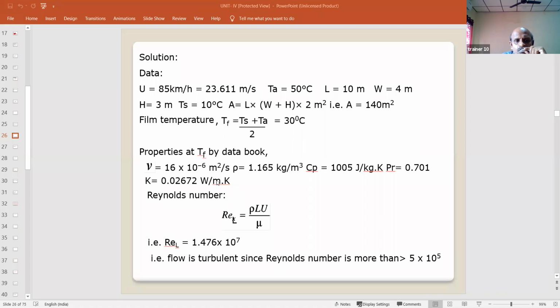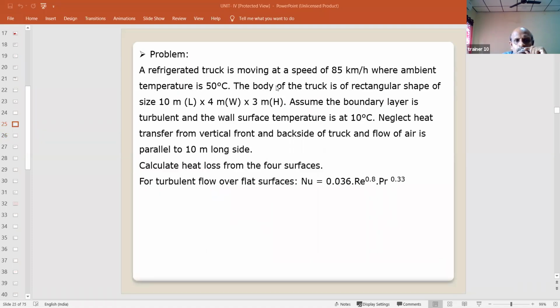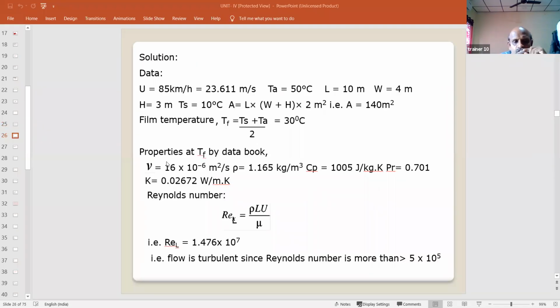Now properties of, what properties we have to consider? The refrigerated truck is moving at a speed where ambient temperature, that means ambient air. We have to consider the fluid as air. So the properties of air at TF, 30 degrees centigrade, from the data book. So these are the values.